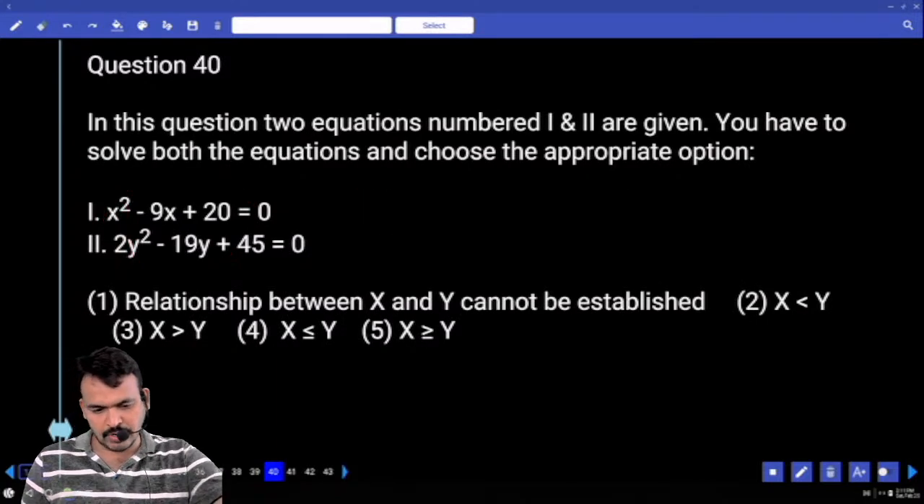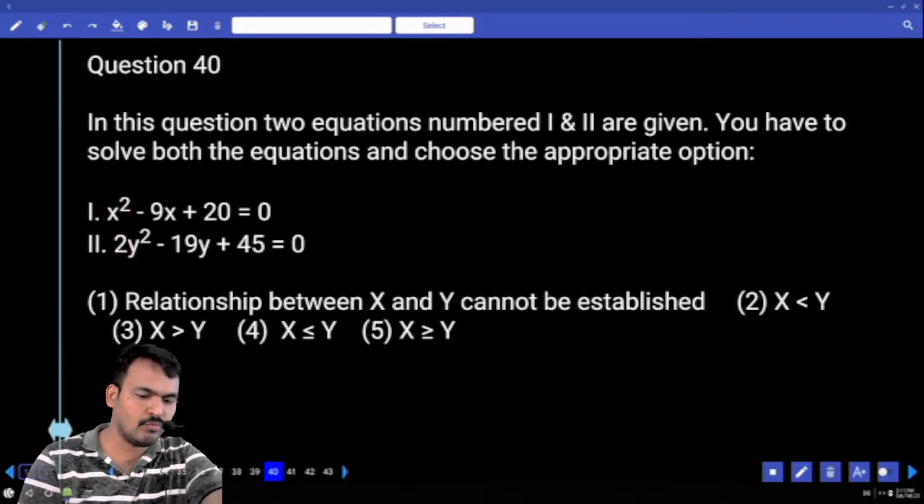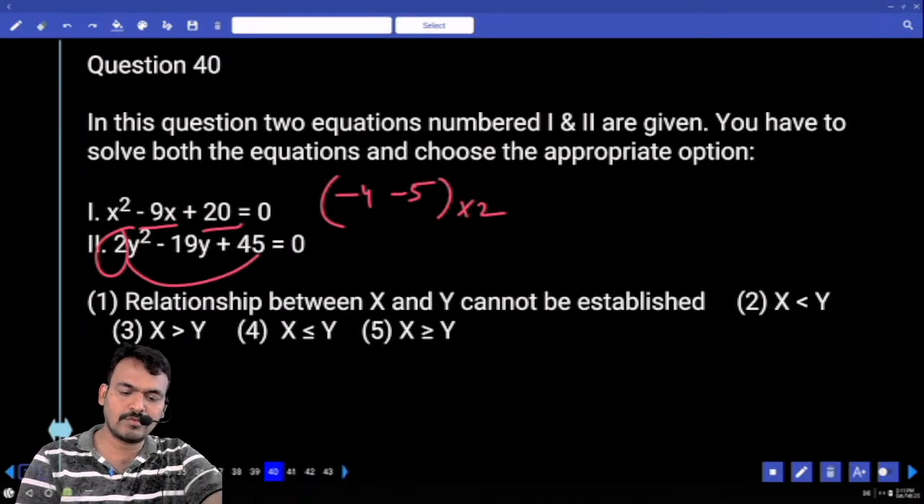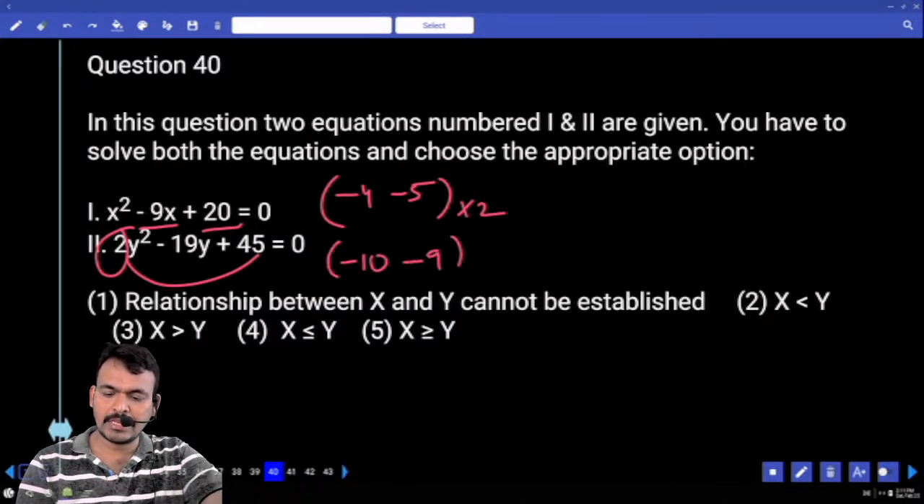Next question number 40. What is the coefficient of x square? 1. But coefficient of y square? 2. Means x roots multiplied by 2 times or not. What is the first one product? 20. But sum is minus 9. Then one will be minus 4. Another one minus 5. Second one 2 into 45, 90. 10 and 9. One will be minus 10. Another one minus 9.